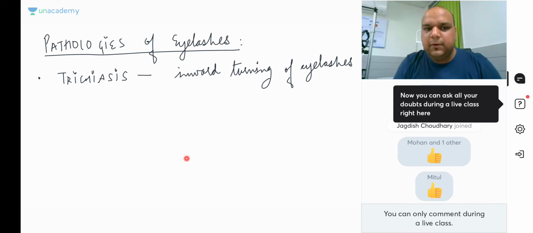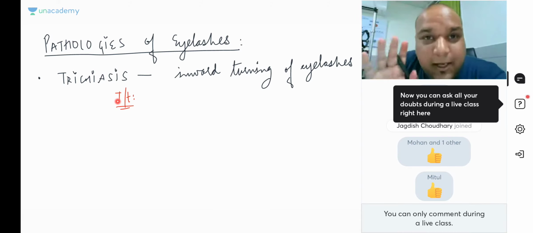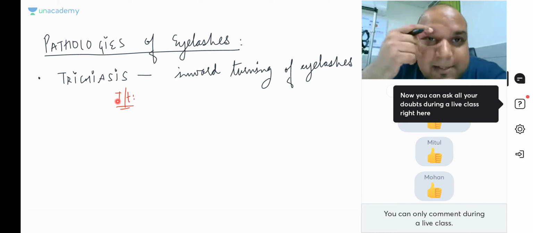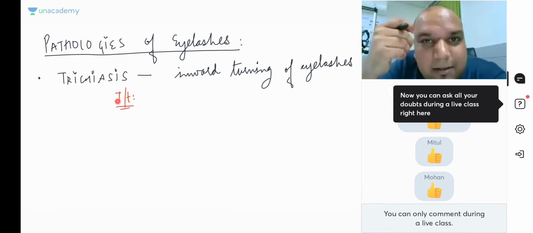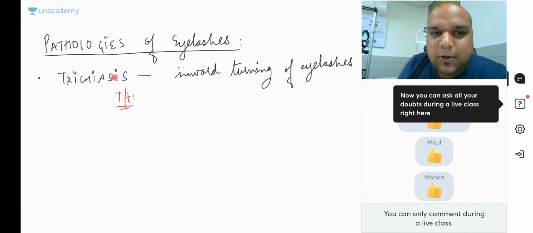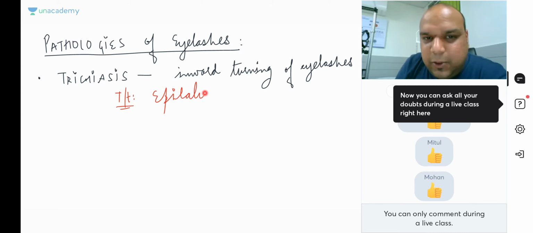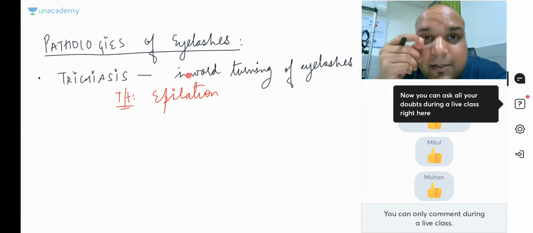Now let's move back. What is the treatment of trichiasis? Think about the females. Hair gets removed, right? Yes, the females get their eyebrows done. What is that called, everybody? You know, plucking these hairs. That is called epilation. So basically, you are doing epilation of eyelashes. Whatever eyelashes are turned in, you just pluck them with the forceps.